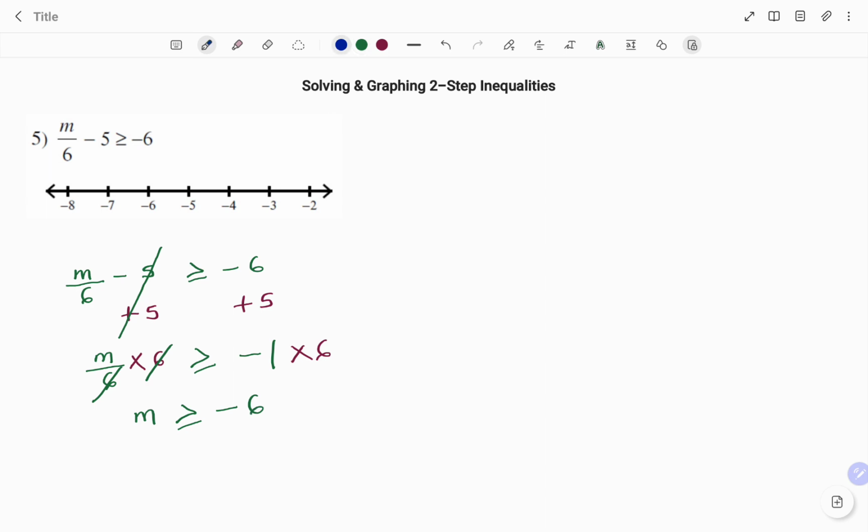To plot that on my graph, I'm starting from minus 6, and because of the equality, that means minus 6 is included, so I'm going to have a filled circle as shown. Then we've been told the value of m is greater, so that means the arrow is going to be in the positive x direction as shown.